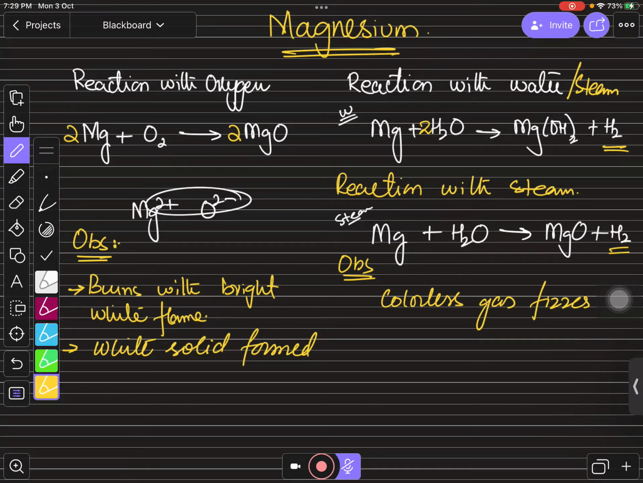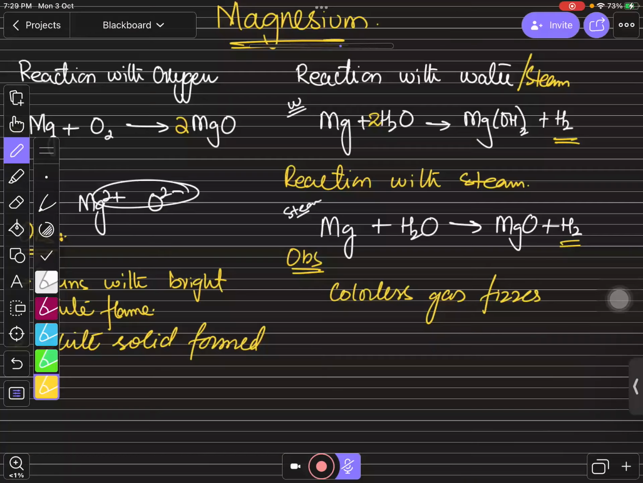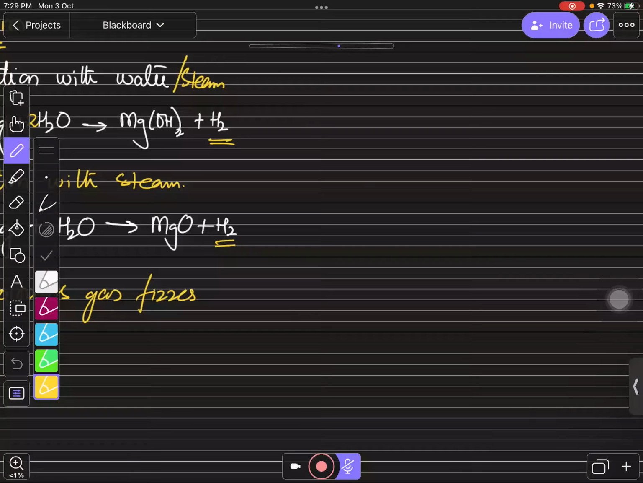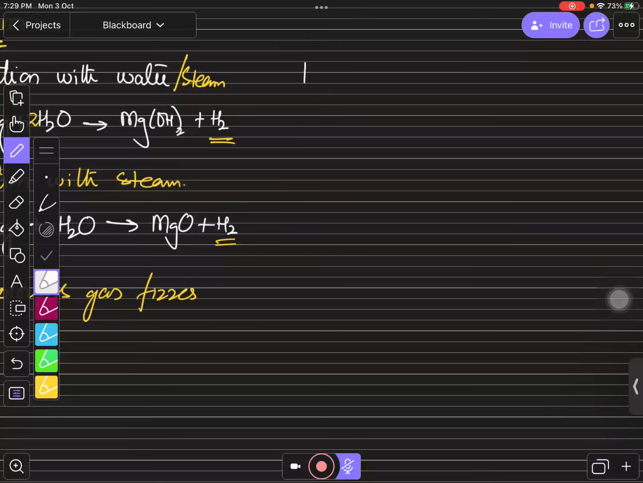Then if you talk about a reaction with halogens, so reaction with halogens. It is a very simple equation you can write. I think it is very simple.